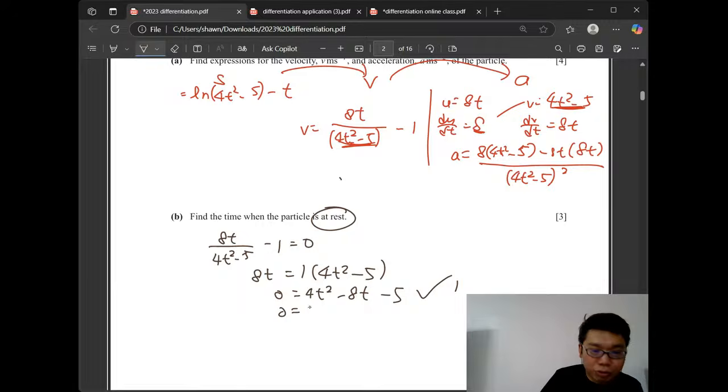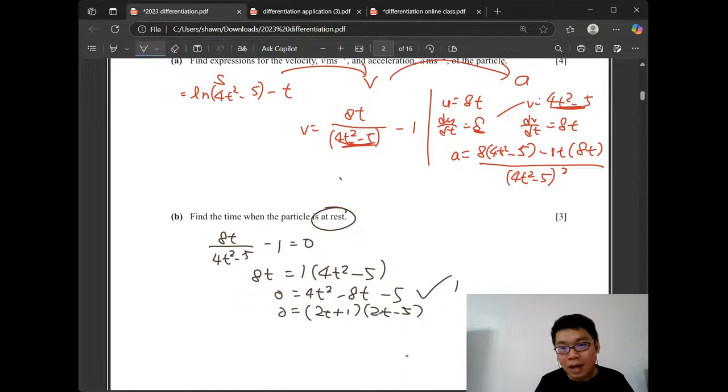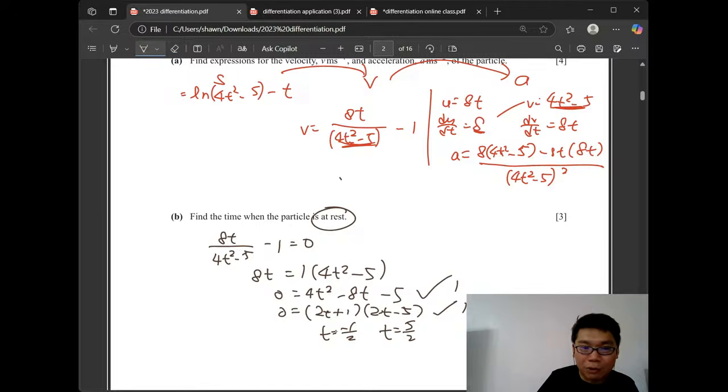Then make sure you show the factorization, because I know some of you don't like to show this factorization. I need to remind you in IGCSE, in most situations, this factorization will gain 1 mark. Even though sometimes when you check the marking scheme, some questions do not give a mark for this, but in most situations they give. So make sure you write this factorization. And then you get t equals negative 1 over 2, t equals 5 over 2. And remember to reject the negative. If you do not reject, also minus mark.